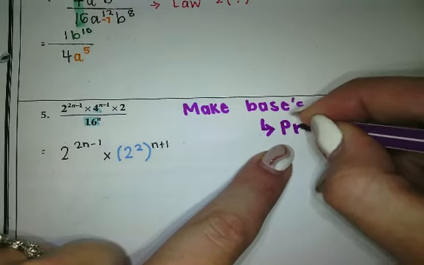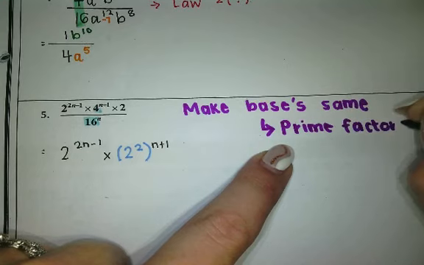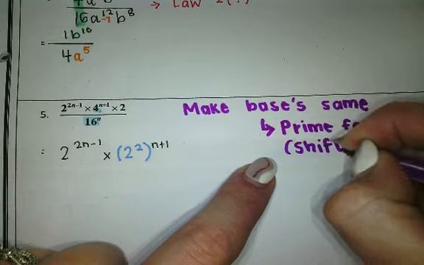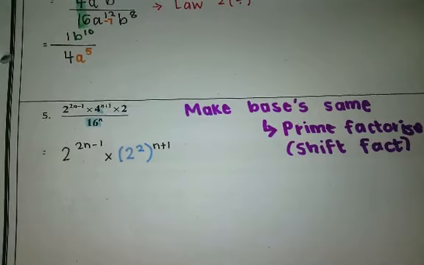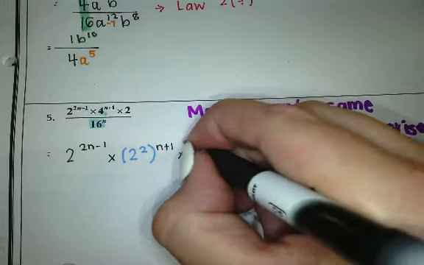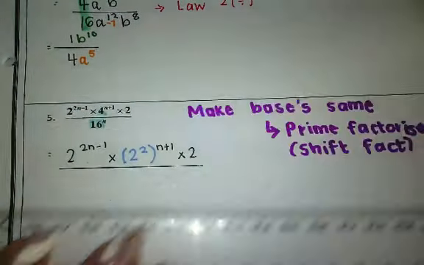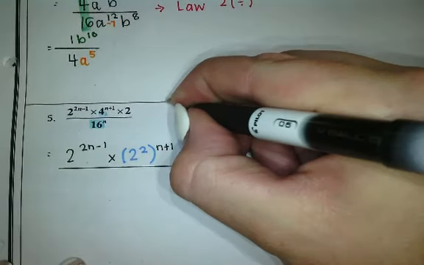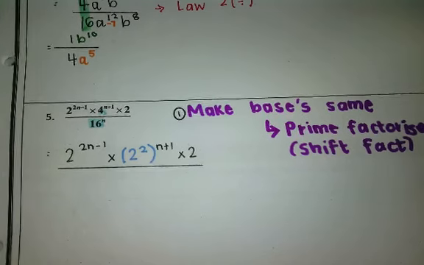Okay, so how do we make the bases the same? We're going to shift fact, prime factorize. Okay, we're going to prime factorize by doing shift fact. And then we've just got the times 2 here. Okay, so with multiplication, our first step is to make our bases the same. Are you guys with me?